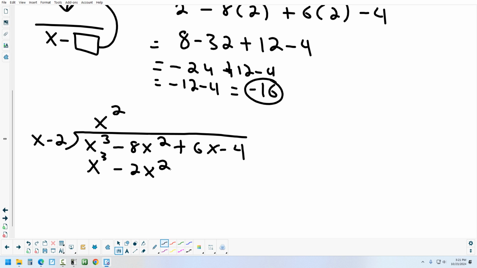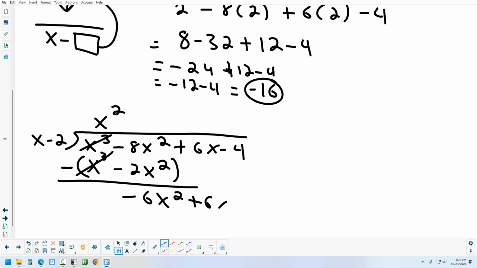Okay, perfect. And now what do we do with those columns? We subtract them. x cubed minus x cubed is gone. What's negative 8x squared minus 2x squared? That's going to be negative 8 plus 2, no, minus negative 2, so it's plus 2 after all. Negative 6x squared. And what do we do next? We bring down the 6x. Okay, thank you.